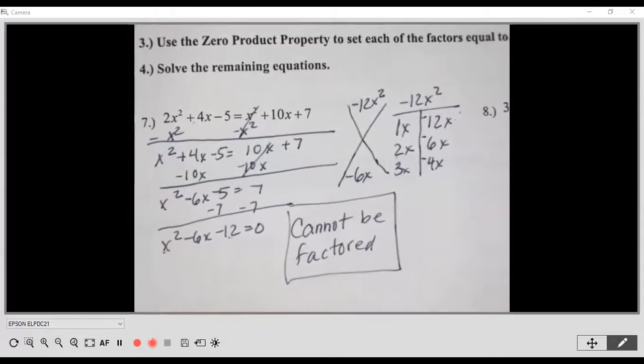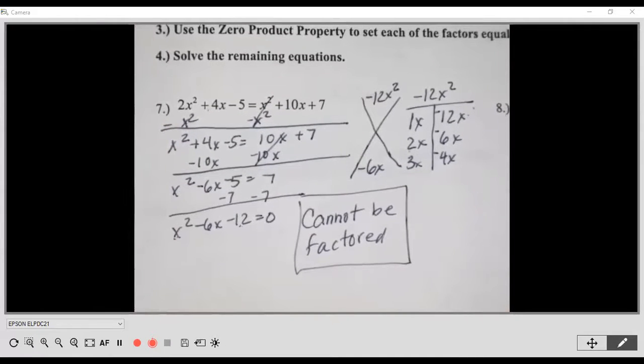And we will learn another method of solving quadratics that aren't factorable, and that's going to be called the quadratic formula. We're saving that for last. Okay. So we'll pause for a question in the room.